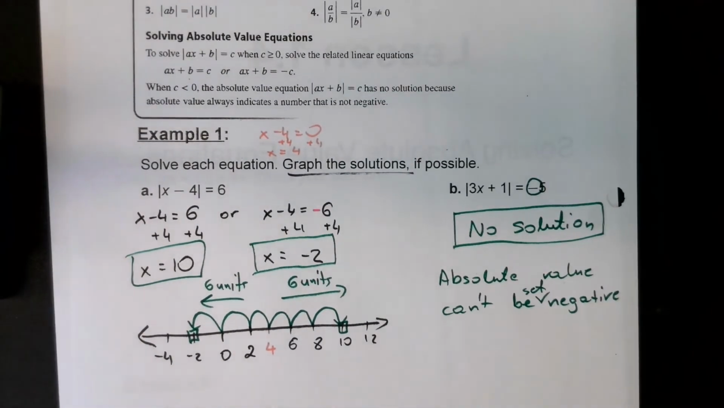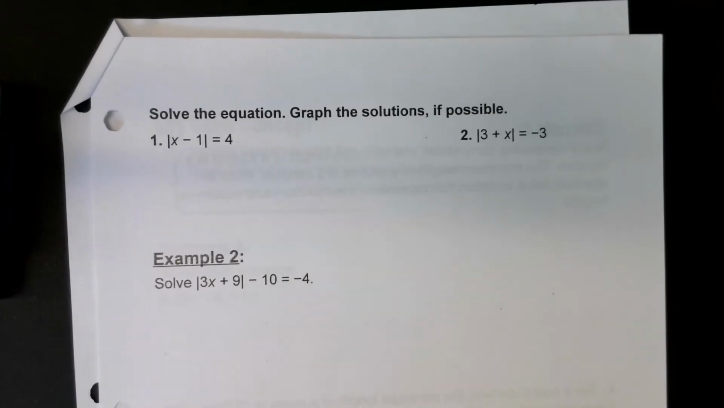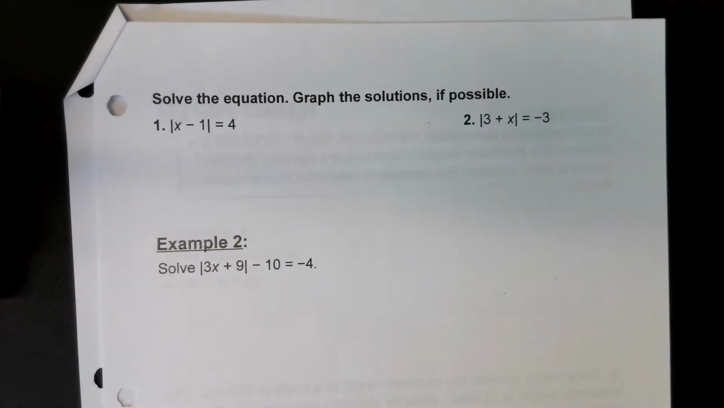Okay, so let's do a couple of things. Let's do a little practice on the next page. And I'll do this with you guys. So here we have the absolute value of x minus 1 equals 4. Solve the equation and then graph it. You could actually graph it before solving. And you will be doing some of the problems like that.